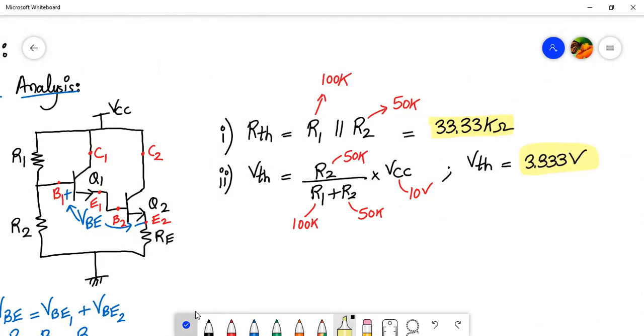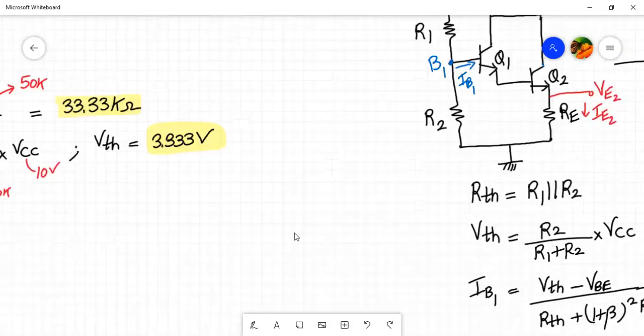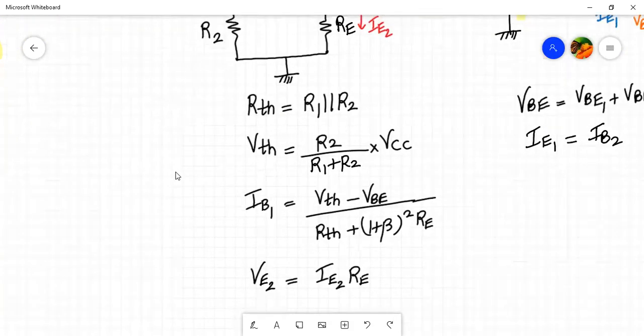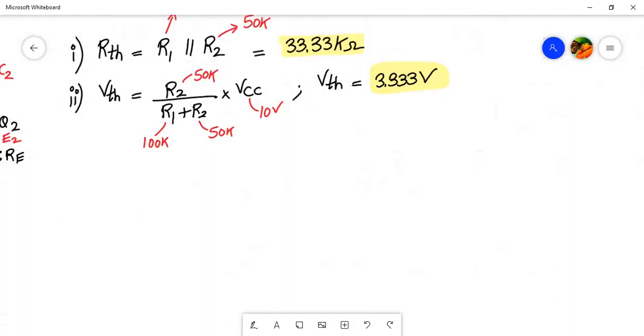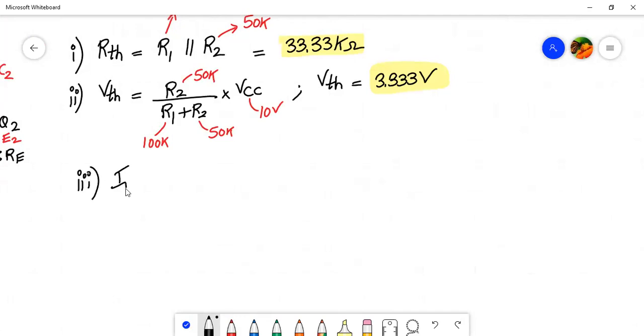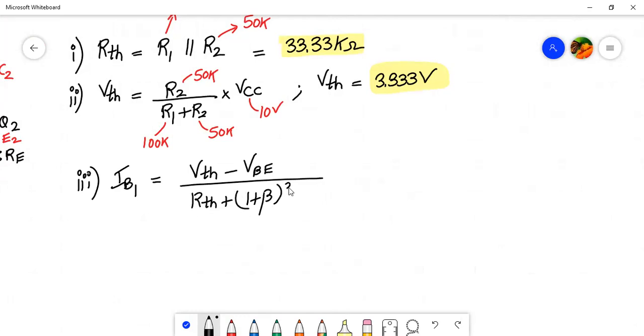Now, next we calculate the value of IB1, which we have seen while revisiting your previous topic of DC analysis. VTH minus VBE upon RTH plus 1 plus beta the whole square divided into RE. So let's write that expression and find out the other things. So this is IB1. So IB1 is equal to VTH minus VBE divided by RTH plus 1 plus beta the whole square times RE.